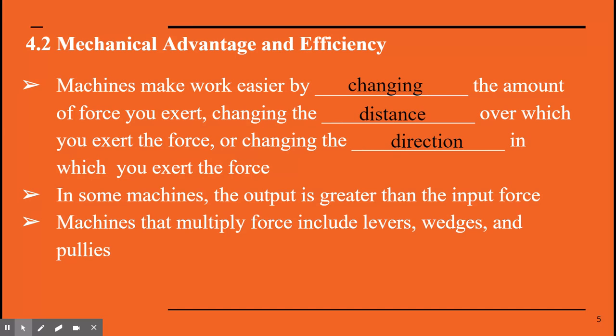Or you can change the direction in which you exert a force. An example here would be a pulley system. By pulling down on the rope, think of a flagpole. You pull down on the rope, the flag goes up. This would be a pulley system. Now, the direction is being changed. Same thing with a sail on a boat. You pull down on the rope, and the object goes up. So these are 3 things that machines can do for you to make your life easier.